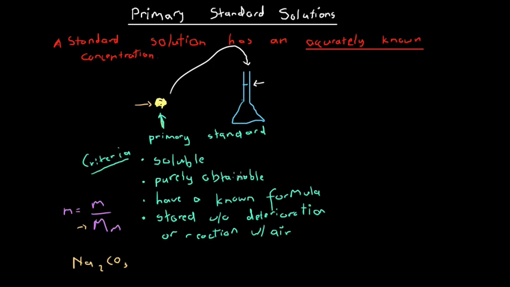Similarly, making sure it's stored without deterioration or reaction with the air is again to make sure that the mass is right. If it reacts with the air, then again, that might cause this 10 gram sample to become 9 gram sodium carbonate and 1 gram something else. So these are the 4 key points that we look for when we're looking for a primary standard.